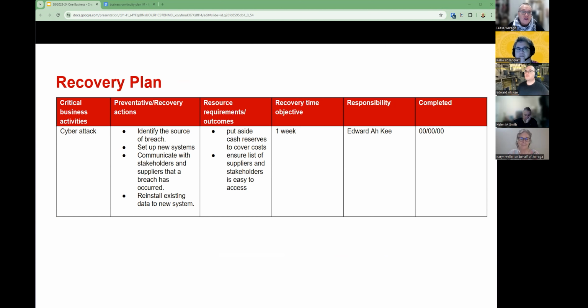Recovery time objectives. So if we're within a cyber attack, we want to be back on track and back at work within one week. Edward is responsible, and then completed. We would say completed by what date. So this is an example of the sort of thinking that you need to do in your IT management, risk management strategy that you're going to put into your business continuity plan.